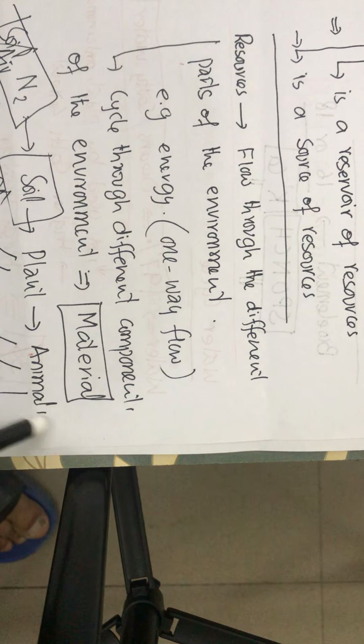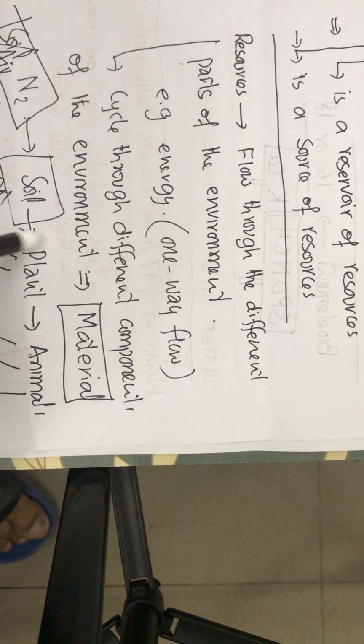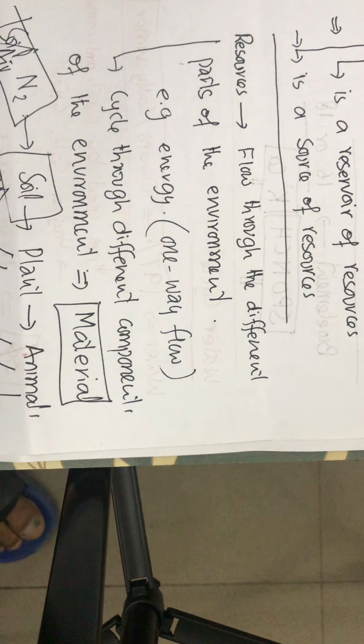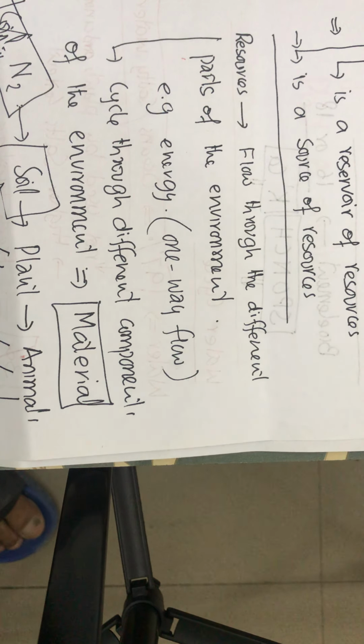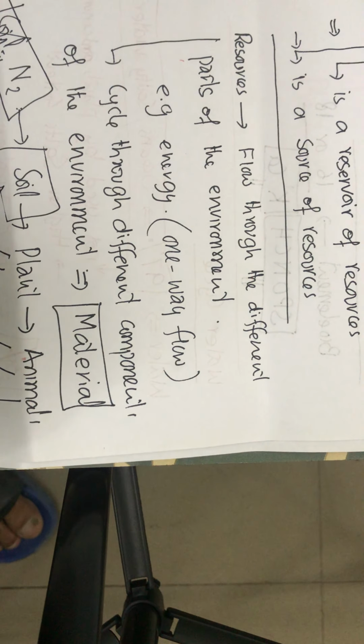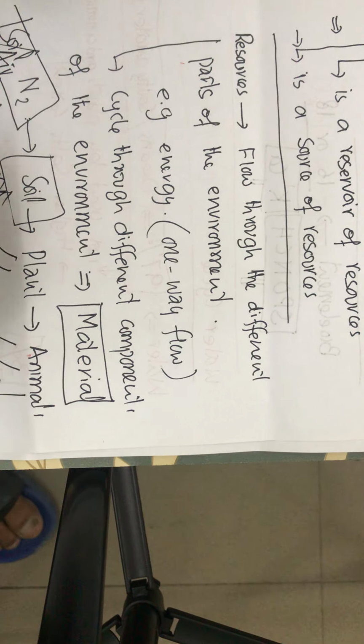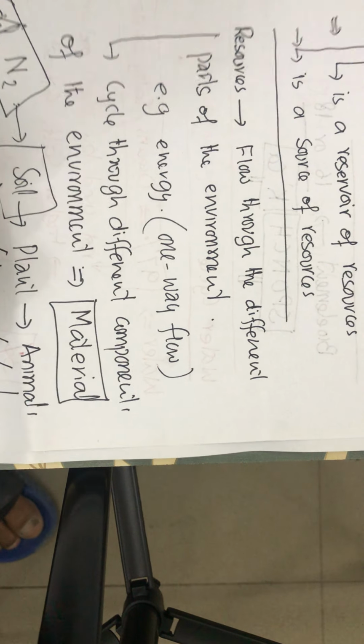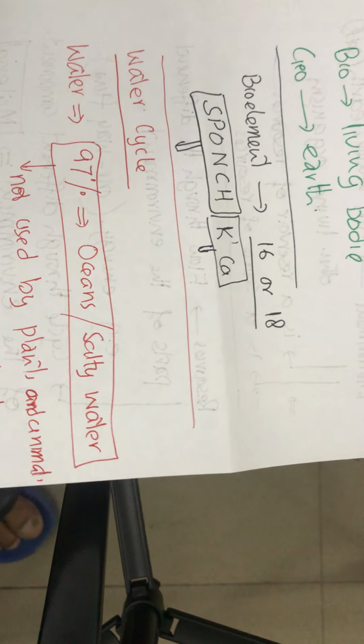And when animals excrete or die, or plants excrete or die, that nitrogen will go back to the free form in the soil, or through the denitrification process it will go back to the atmosphere again. Okay, so this is one way.